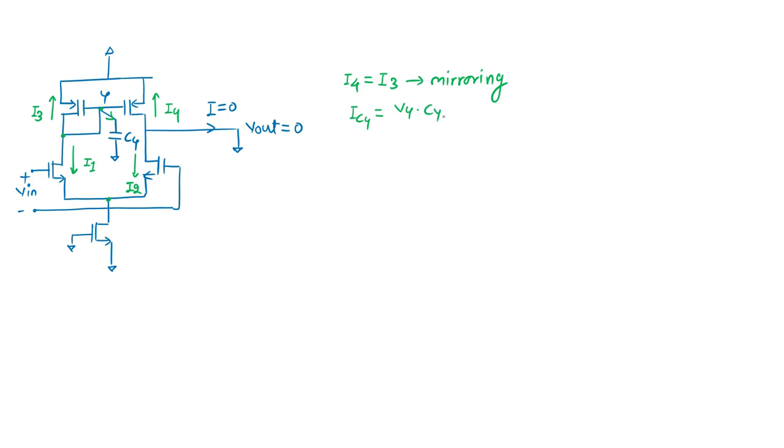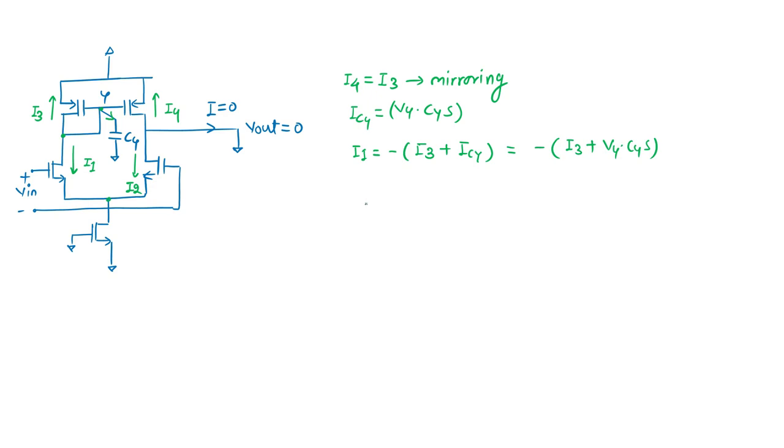Vy times Cy S. This is the one current. So what is exactly the I1? I1 is equal to minus of I3 plus Vy by Cy S. I think there is no confusion in that. So it is I3 plus Vy by Cy S. This is the I1.